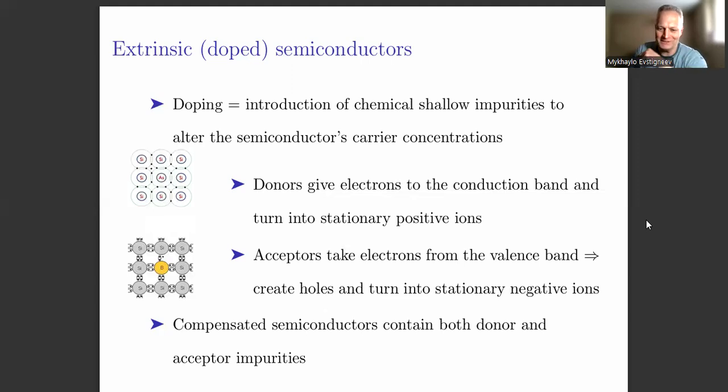So let's say your semiconductor is gallium arsenide. Gallium is group 3, and arsenic is group 5. And you dope it with silicon. Now, silicon can replace either gallium atoms or arsenic atoms. If it replaces gallium, then a silicon atom becomes a donor. If it replaces an arsenic, then the silicon atom becomes an acceptor.